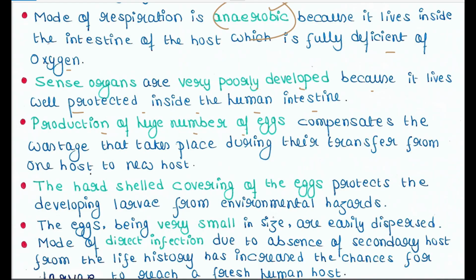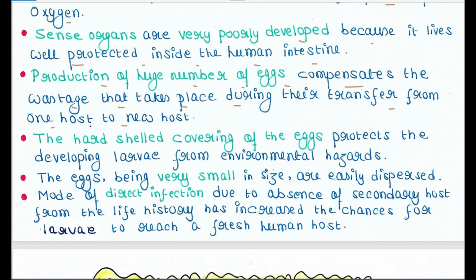Production of a huge number of eggs compensates for the wastage that takes place during their transfer from one host to a new host. Since their eggs get released in the environment, there is a high chance for the eggs to be degraded. Hence, they produce a huge number of eggs so that at least a few of them get a chance to survive. In this way they can maintain their generation.